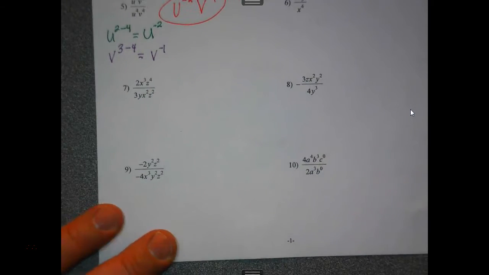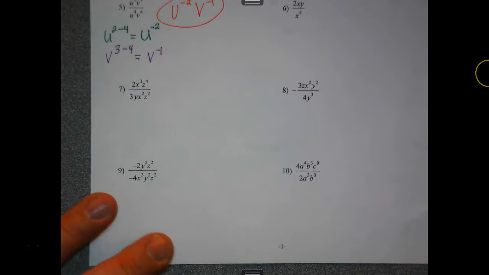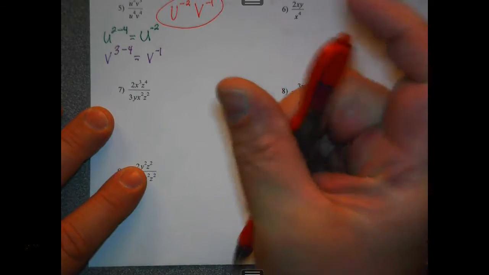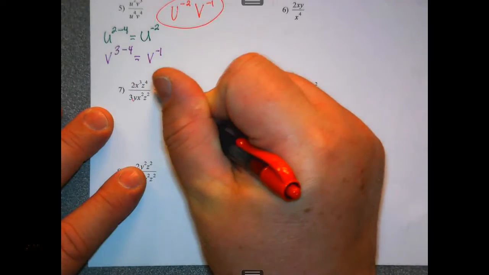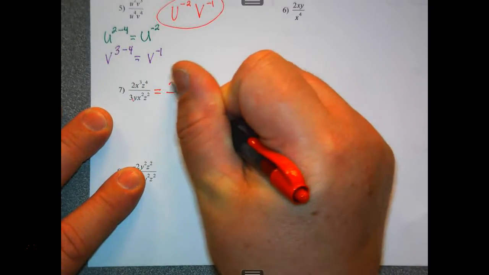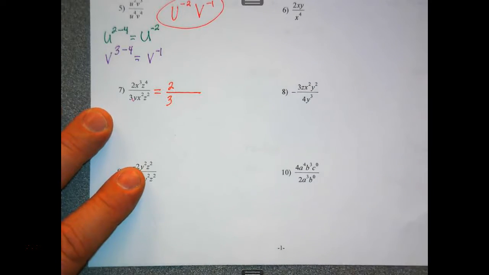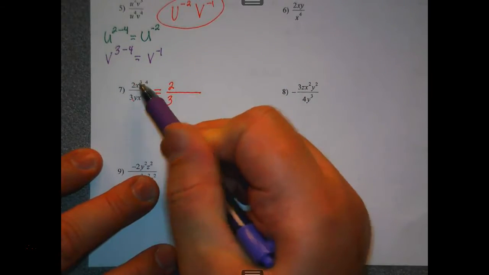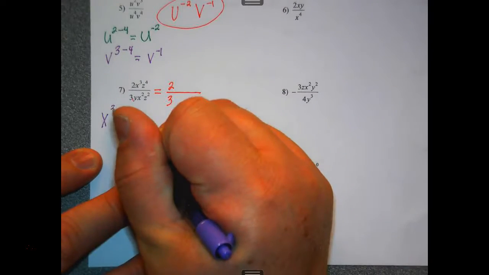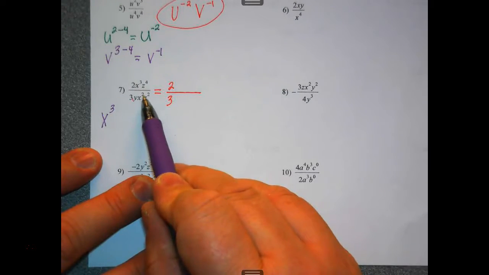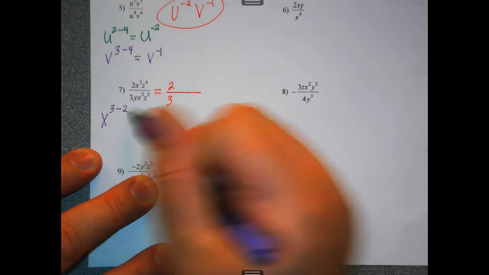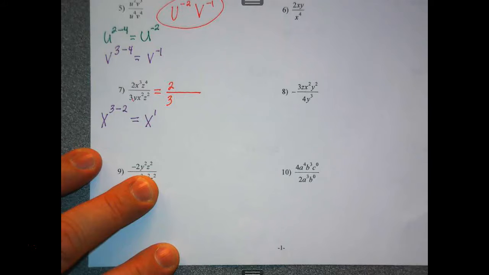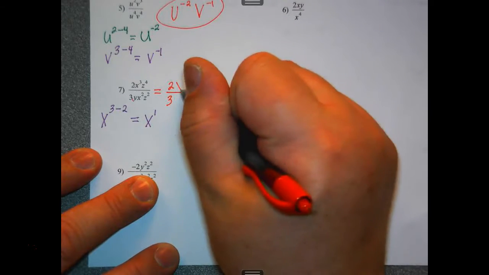Number 7, I do have numbers this time. So this is definitely going to be a fraction, because I've got 2/3 there. So I got 2/3. Let's deal with the x's. So I have x cubed and x squared on the bottom. So I'm going to subtract 2. That gives me x to the 1st. And I'm going to put it up in the numerator for now.